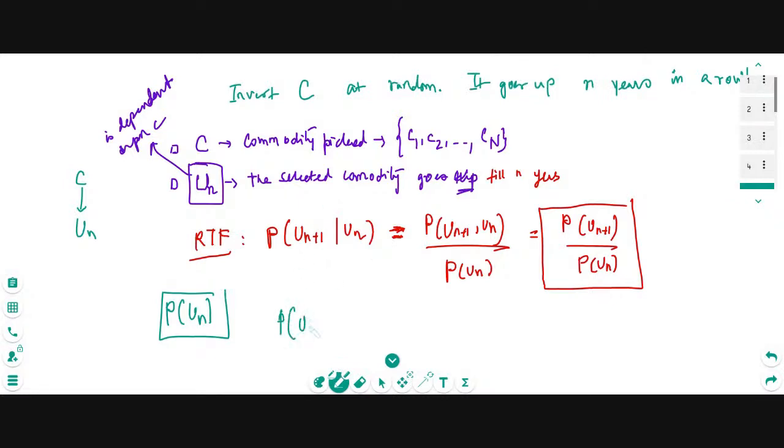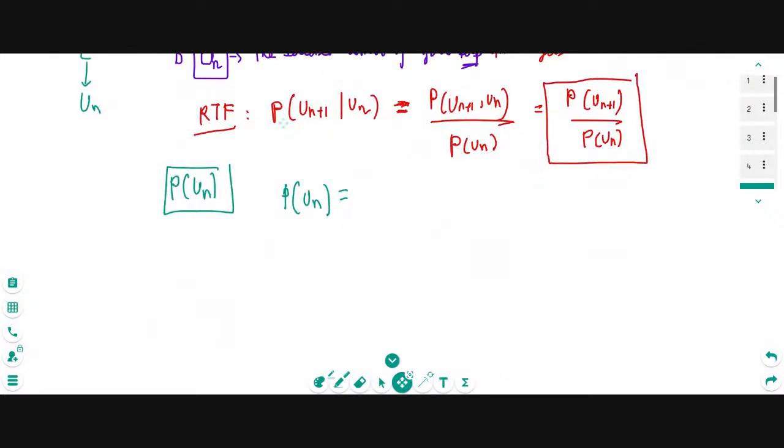So we now have to find the probability of U_n by conditioning on C. And how do you find it? Can you tell me what it is called, when you condition on certain variables and find the probability? It's the law of total probability. Lovely. It depends upon the law of total probability.